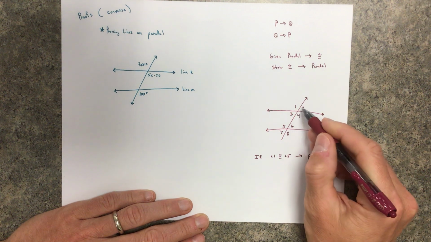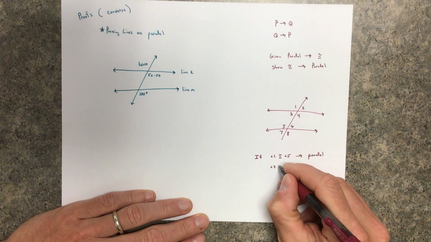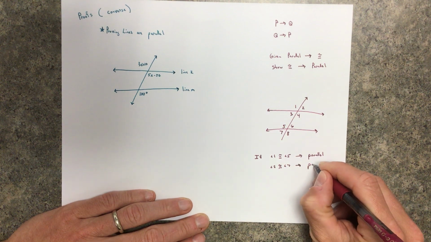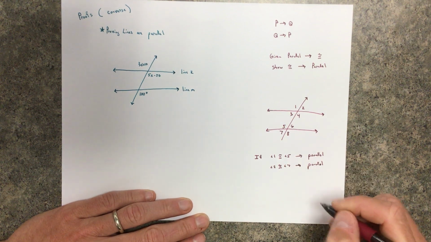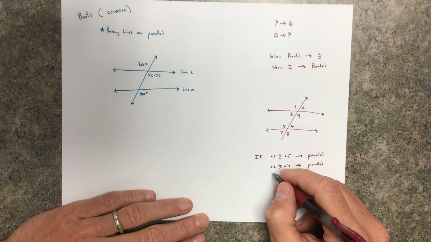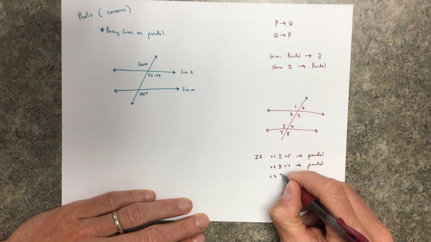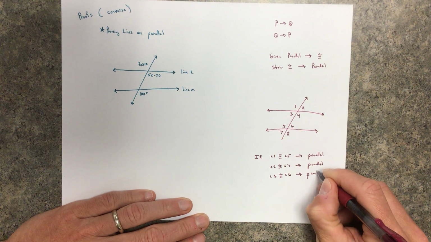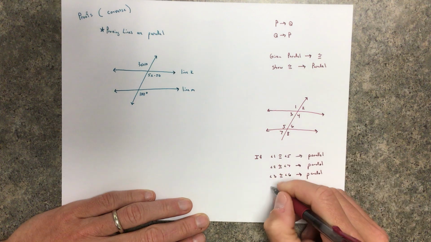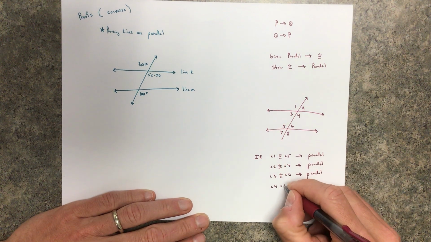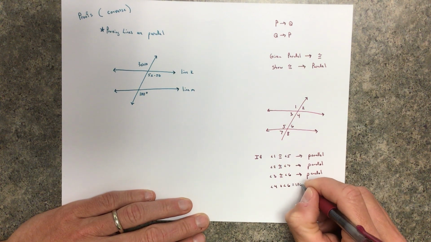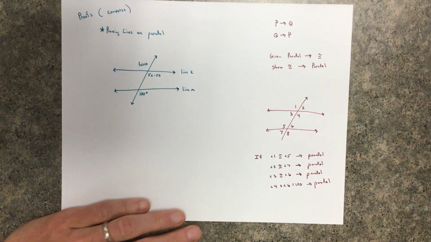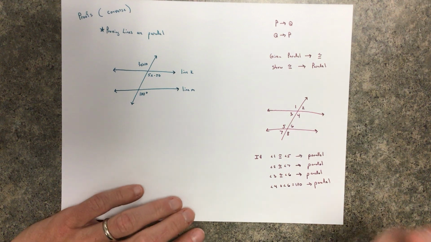If you could show me that 2 and 7 are congruent, then that would prove the lines are parallel. If you could show me that 3 and 6 are congruent, then that would prove the lines are parallel. Or if you could show me that 4 plus 6 is equal to 180, that would prove the lines are parallel. Again, we're just using all the things that we talked about.